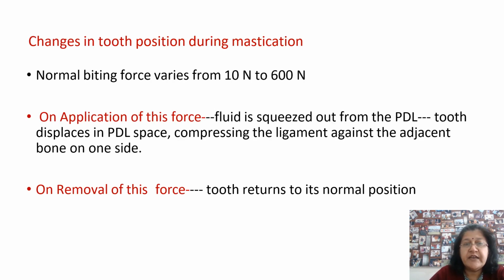Then, changes which take place in tooth position during mastication are also a physiologic tooth movement. The natural biting force during mastication varies from 10 newtons to 600 newtons. When this force is applied, fluid is squeezed out from the periodontal ligament and the tooth is displaced within the PDL, compressing the ligament against the adjacent bone on one side. And when this force is removed, the tooth returns to its normal position.